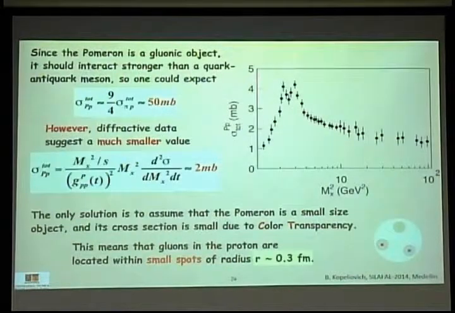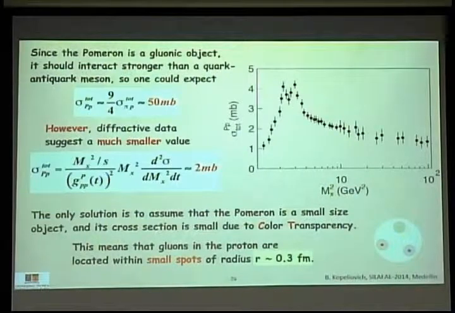What would I expect? Pomeron is a gluonic exchange, so it's kind of a glue-glue dipole. And how strongly does a glue-glue dipole interact with a proton? What we know from HERA data is the QQ-bar dipole. And obviously, the glue-glue dipole should interact stronger. Roughly, if I use this Casimir factor 9/4, and take the QQ-bar dipole cross-section of 25 millibarns, I have something like 50 millibarns. This is what I expect.